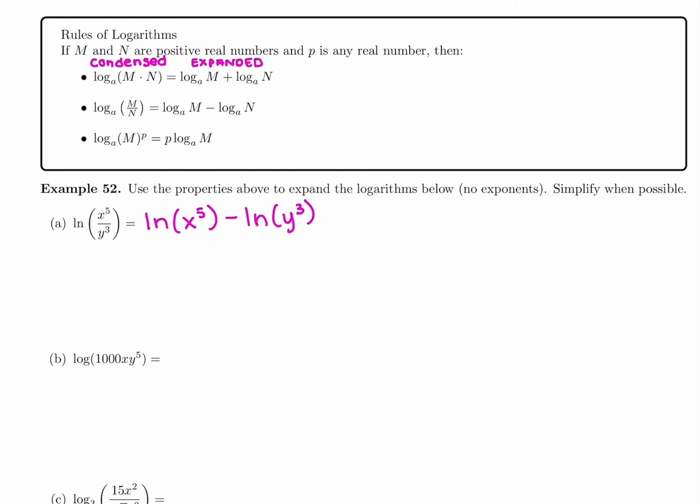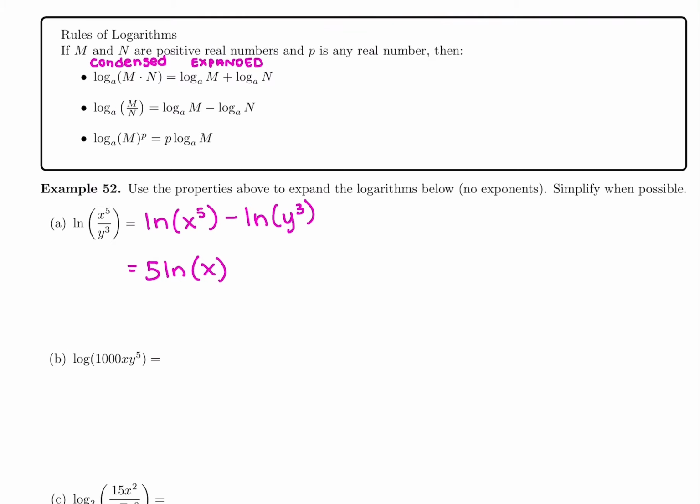Now looking at what I have left over, I have an x to the fifth. To see if it's fully expanded, I want to check for these three things. Is there any multiplication inside? There's not, so that's good. Is there any division left on the inside? There's not. That's good. But there is a power. So I'm going to bring that power out front as multiplication to fully expand it. So you check what's left on the inside to see if it's expanded or not. So we need to pull out 5 times ln of x. That last property says if you have a power, multiply it out front.